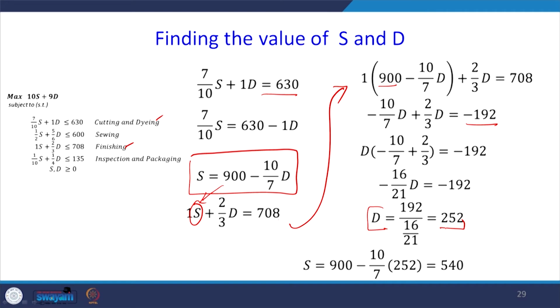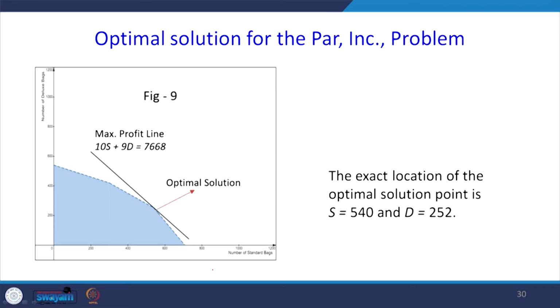So, we got the d value. When you substitute this d value into this s, you will get 540. So, the optimal point here is 540, 252, that is where the two constraints are intersecting. So, this point is 540, 252. How did I get this point?